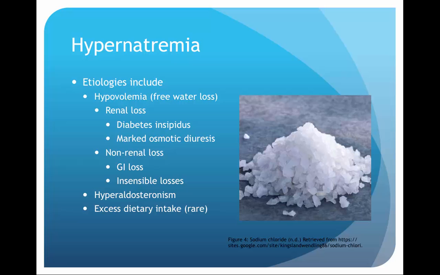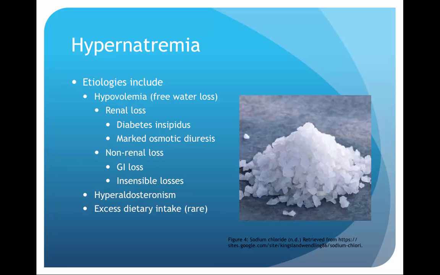The etiologies of hypernatremia include things that increase water loss. This can be either through renal mechanisms or non-renal mechanisms. Renal loss of free water can be caused by diabetes insipidus. Diabetes insipidus is caused either by decreased circulating amounts of antidiuretic hormone or resistance to the antidiuretic hormone that is circulating. Osmotic diuresis can cause both hyponatremia and hypernatremia depending if the sodium or the water deficits are most predominant.